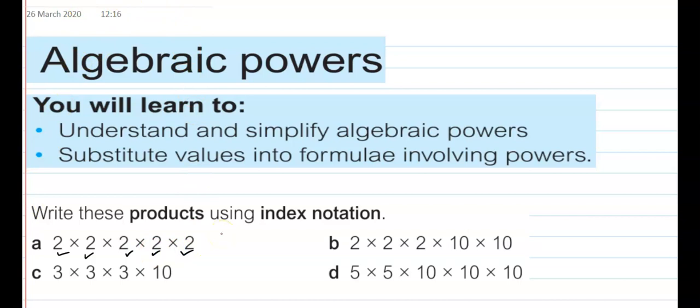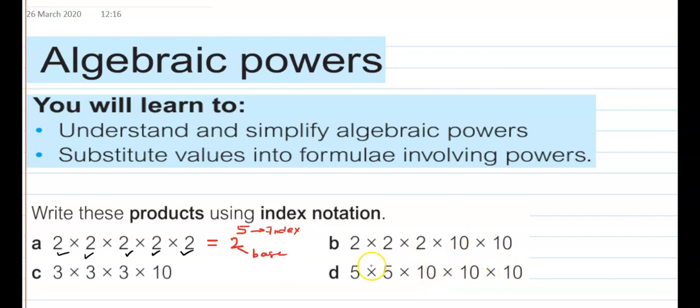So what we can do, how many 2's are there? So it is 2 and 5: 1, 2, 3, 4, 5. So we can write down here 2 to the power 5. This is called the index or power. This is called the base. Okay.